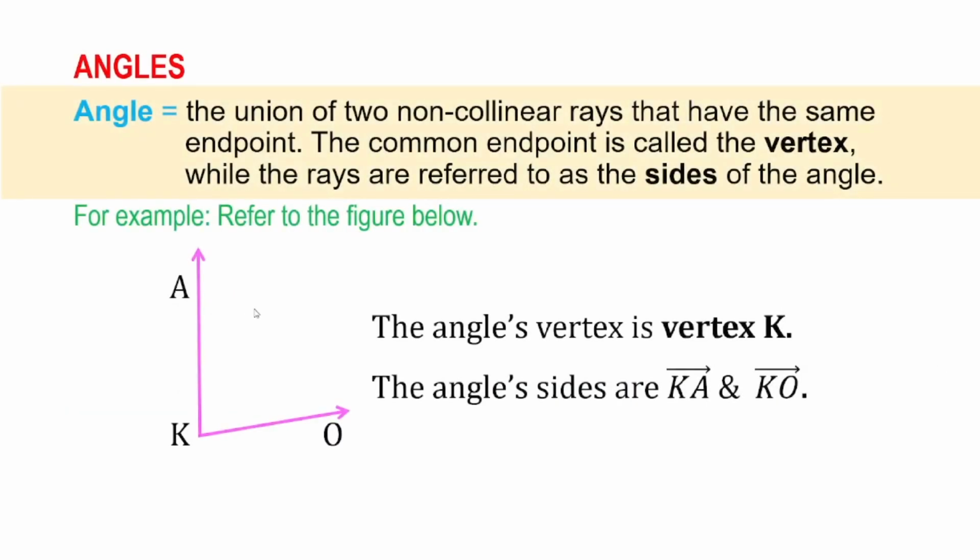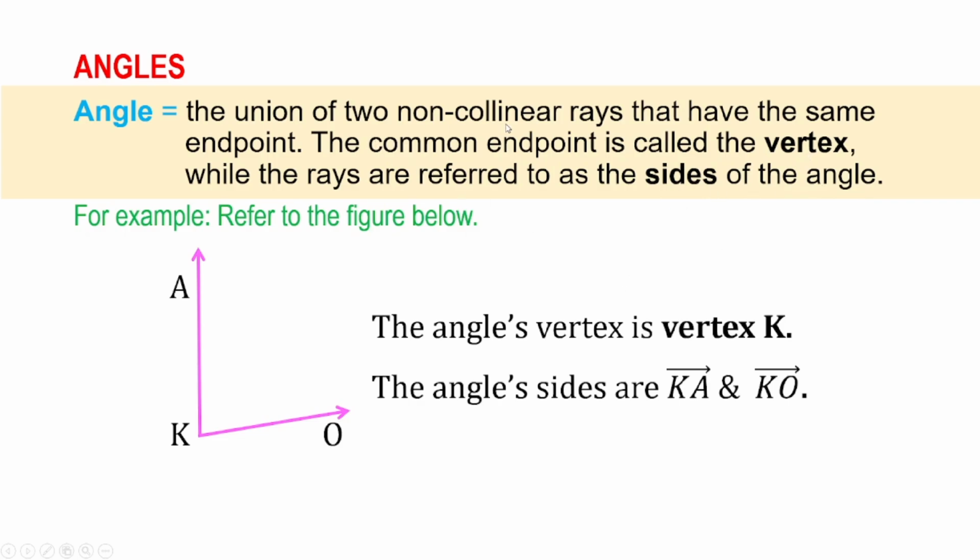Okay class, so for this video we will talk about angles. So what is an angle? It is a union of two non-collinear rays that have the same endpoint. The common endpoint is called the vertex, while the rays are referred to as the sides of the angle. So there are two parts, sides and vertex.